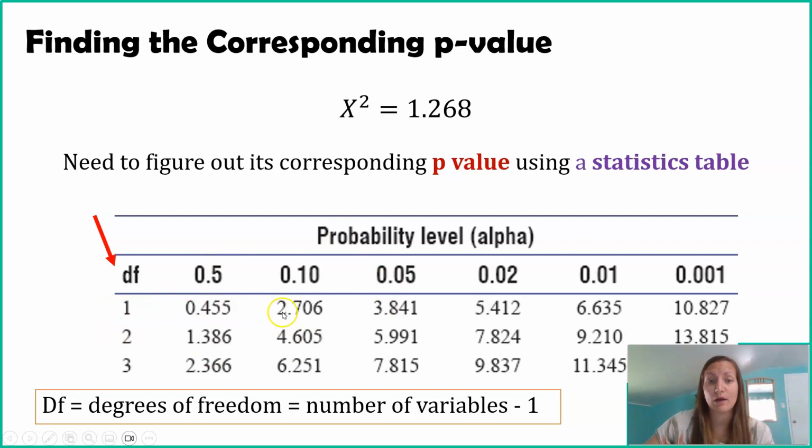All right, so we're going to look in this row where the degrees of freedom are 1. We are looking to see where does 1.268 fall within this row. So it's going to fall here between 0.455 and 2.706. So 1.268 is going to fit in here, meaning it's between our p-value. If I go back up, our p-value ranges between 0.5 and 0.1.